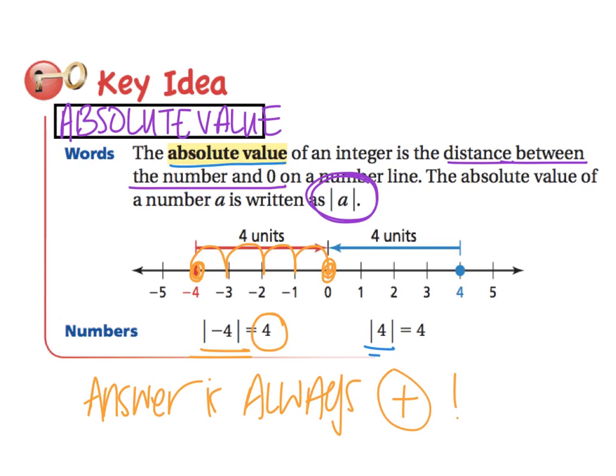Also, if we look at the absolute value of 4, here's 4, here's 0, 1, 2, 3, 4. It's still 4 hops. Our answer is 4. So even though in the absolute value we have opposite numbers, a negative 4 and a 4, they're both 4 hops from 0. And so they both equal a positive 4.